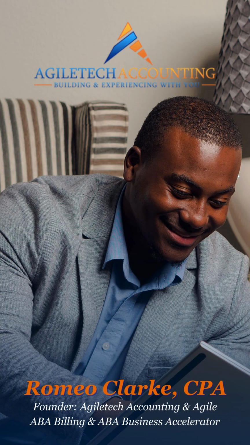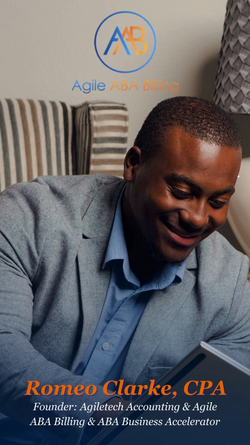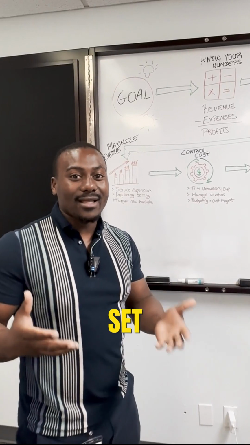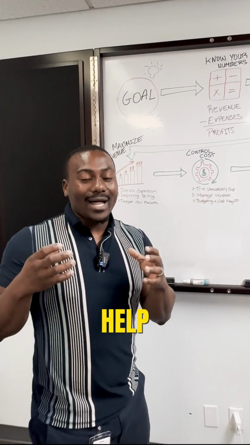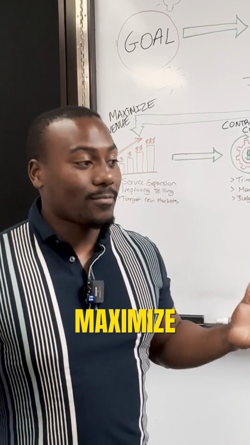So my name is Romeo Clark. I'm a CPA and fractional CFO for ABA providers. And what I do is I come into ABA businesses and I set up financial functions that will help them grow their business and maximize profitability.